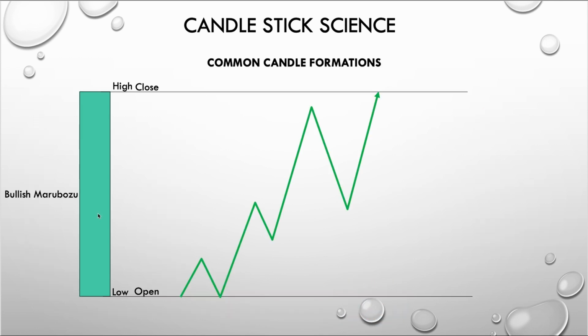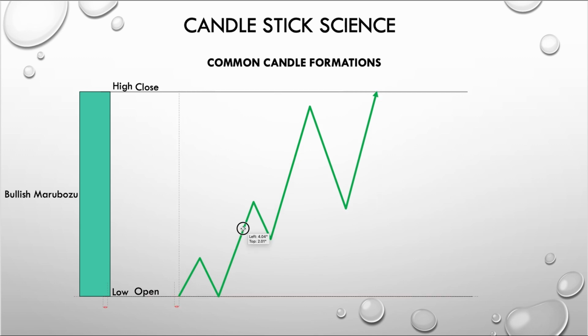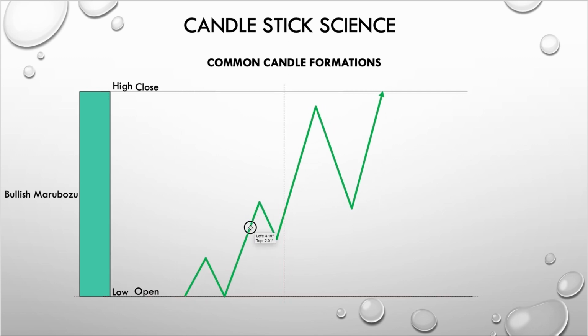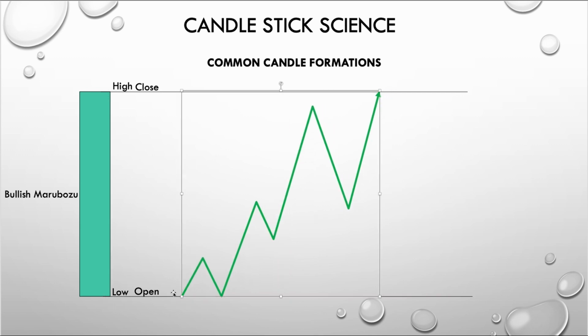This is a bullish Marabuzu candle. A bullish Marabuzu candle does not have a wick at the bottom and at the top. It has its open and low in the same place, and it has its high and close in the same place. So its internal structure is shown by this line right here, how this line moves from its open at the low up to its high at the close. This is how it is represented.